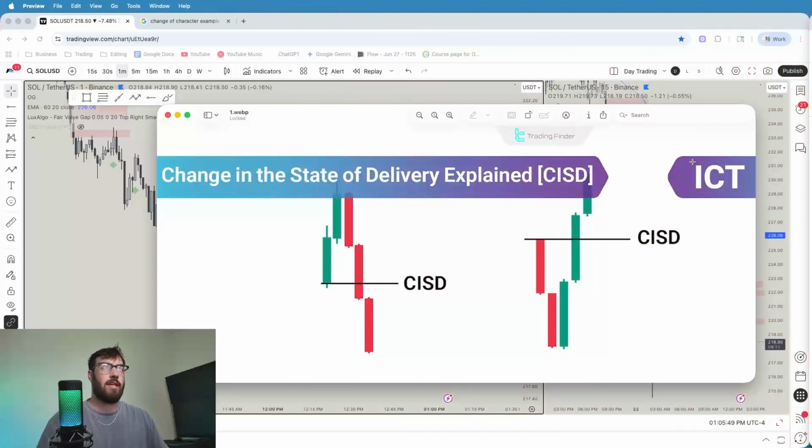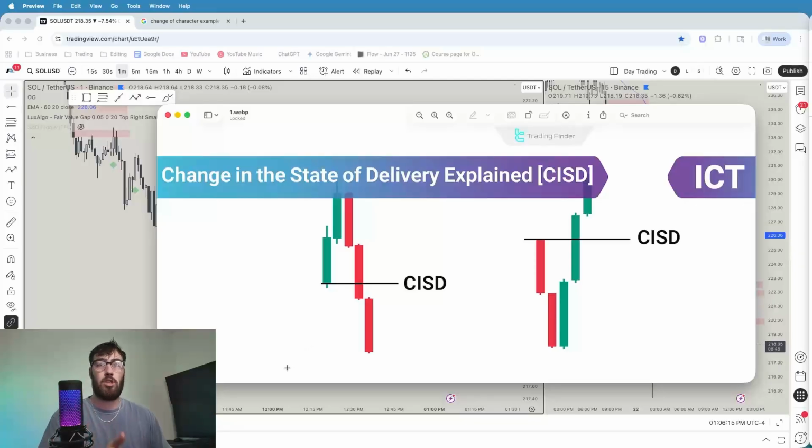Right here was a great example that I found online. Shout out to whoever posted this one. But these are the two examples of a change in state of delivery. So remember, it's two or more candles going in the same direction with the trend. So this one on the left side, let's say we are in an uptrend because we're looking at the two or more most recent green candles going in the same direction. This one could have four candles going in the same direction, and we're going to take the low of the two or more candles. So that would be four candles.